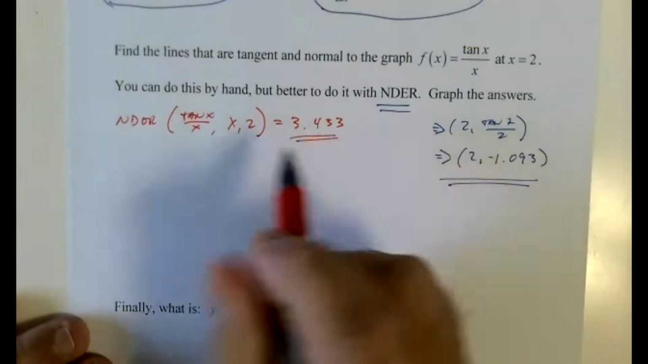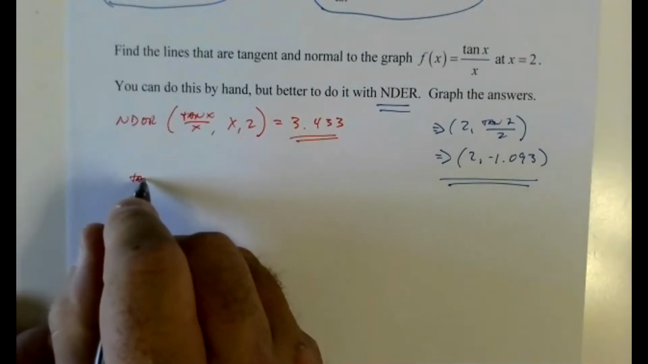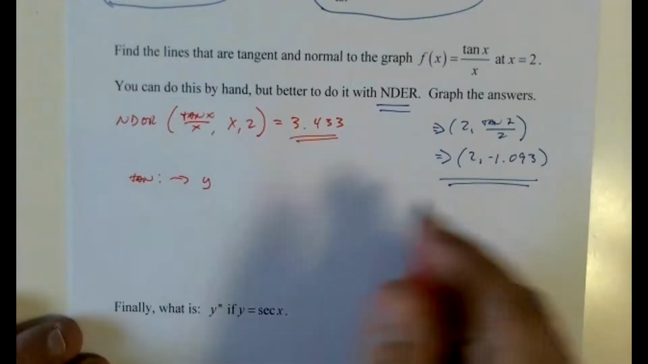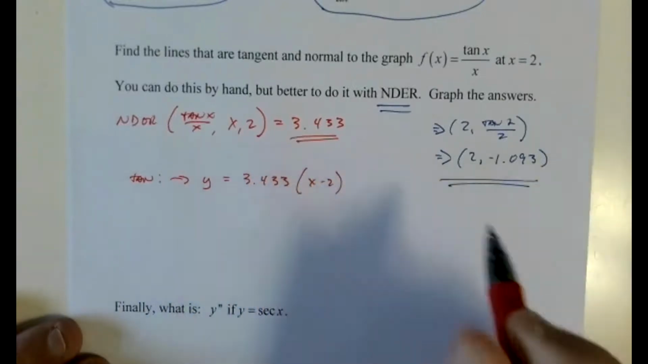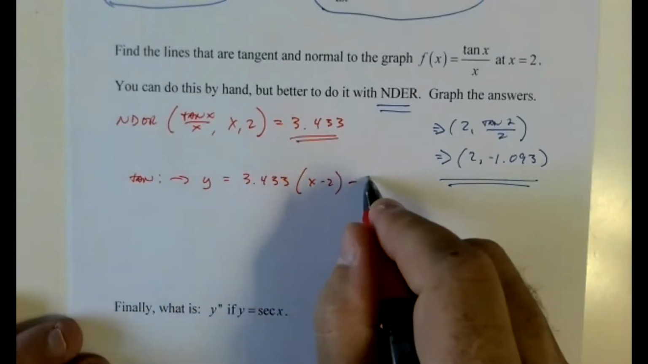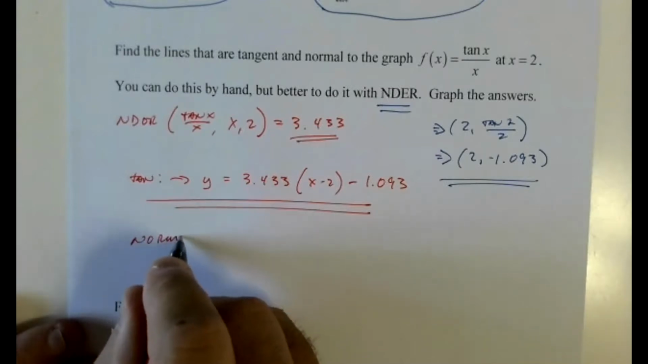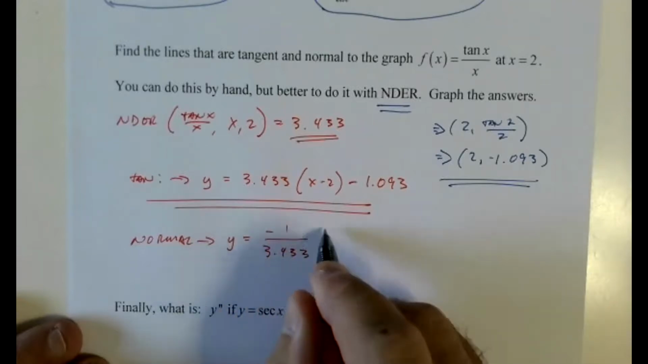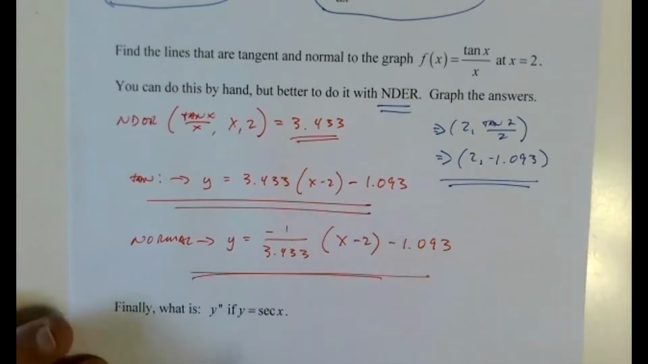Shocker. All right, find the lines tangent and normal to the graph. So tangent: y minus this number, or y plus 1.093, equals 3.433 times x minus 2. And normal: y plus 1.093 equals negative 1 over 3.433 times x minus 2. This is more than acceptable on a test. Why take the risk that you're going to make a mistake? Simple, simple.